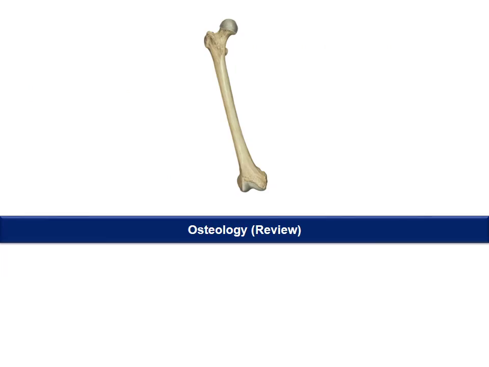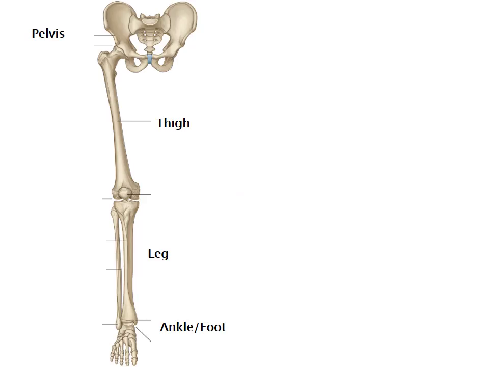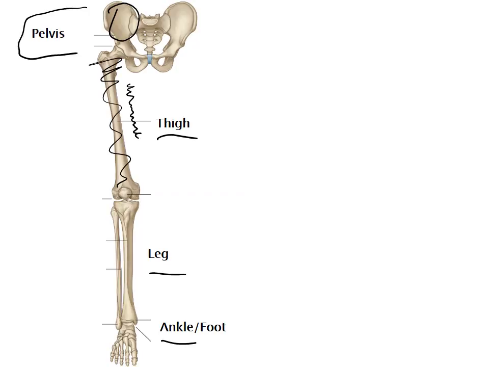Let's begin with the osteology as it pertains to the anterior and medial thigh. Once again, as a review, we have this pelvis. We're going to be focusing on the anterior pelvis more today, and of course the thigh and the leg and the ankle and foot. We're going to see this musculature in this area and then in the medial area as well.